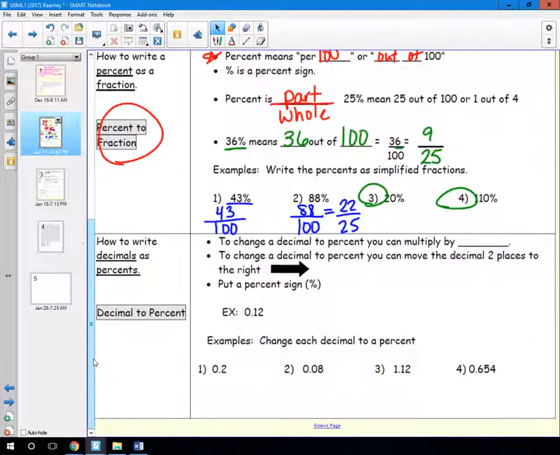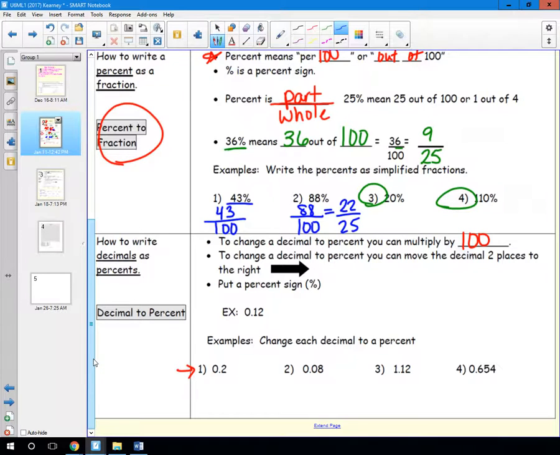Okay, the next section, we're now going from a decimal to a percent. If you take a look down here, we're trying to start with this decimal and go to a percent. And this is super duper easy. To change a decimal to a percent, you can do one of two things. One way is you can multiply by 100. Because if we're trying to get it to a percent, we're trying to get it out of 100, which means we're trying to move that place value 2 places.